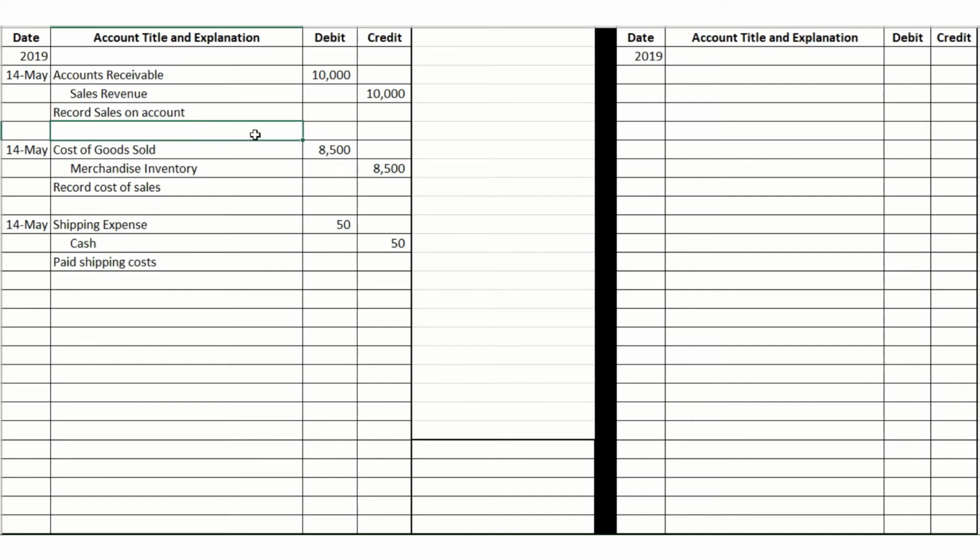The next item is May 16th. Elements returned $500 worth of sales price of merchandise from the May 14th purchase, and costs of those goods were $375, and they were returned to inventory. In this situation, we need to record the sales return. So it's a debit to sales returns, which is a contra account to sales revenue. And we need to credit our receivables. They owe us less money. They originally purchased $10,000. They're returning $500 worth of items.